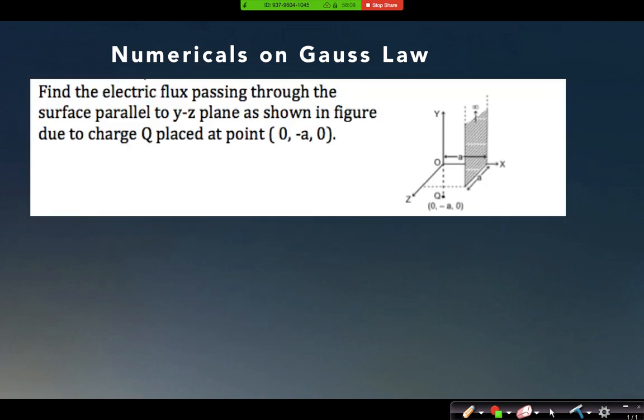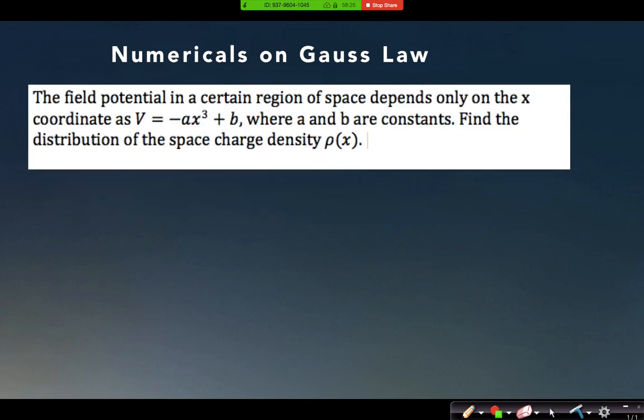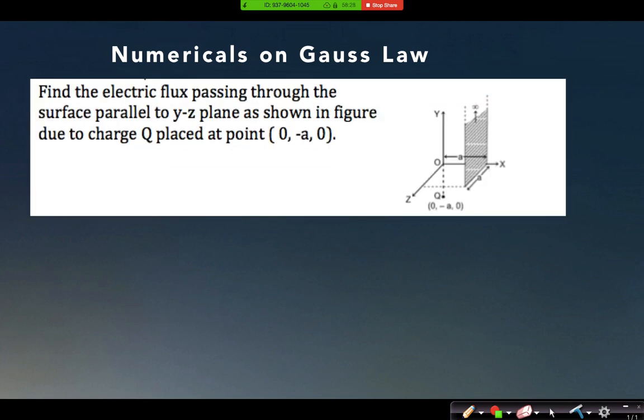Have you tried this question? So Q by 48 epsilon naught. Yes, sir. Q by 48 epsilon naught will be the answer. Right? Q by 48 epsilon naught.